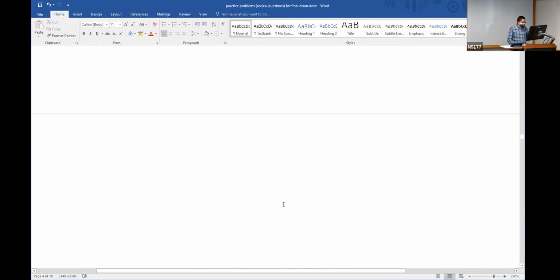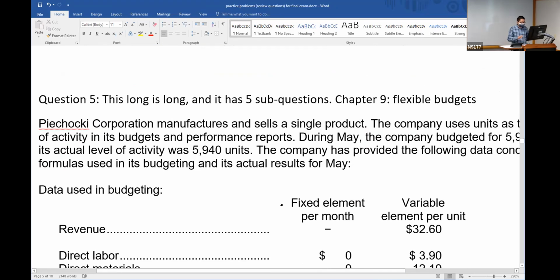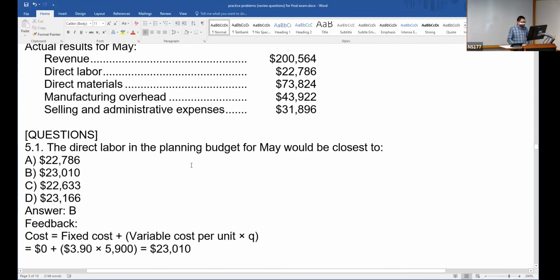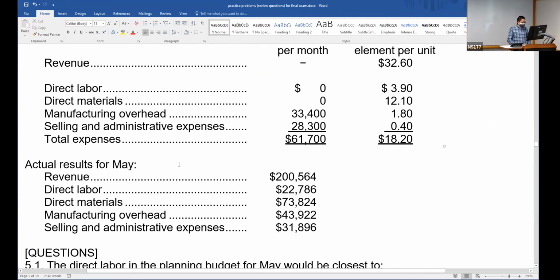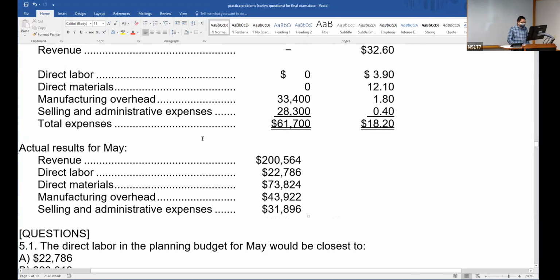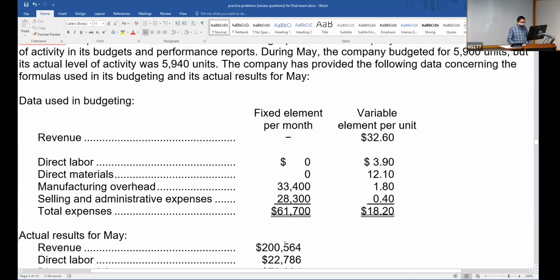I will give you some time to do question 5, or at least get familiar with question 5 before I talk about it. This question is long. We will have 5 sub-questions, so we need to do it step by step. Again, I want to make sure you can download this document from Moodle. If not, please feel free to let me know, so I can show you how to download it from Moodle.